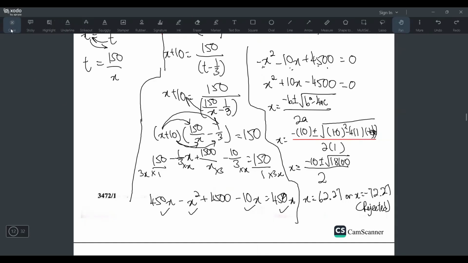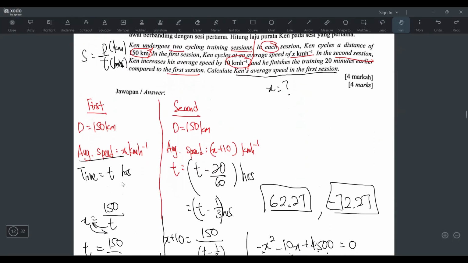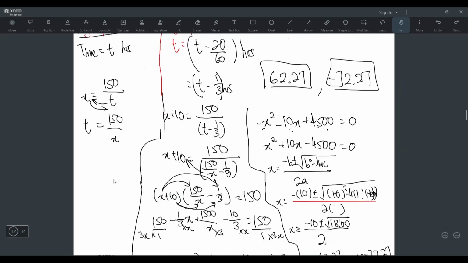The reason why we reject this is because you remember x represents what? Average speed. And you need to know speed cannot be negative. Distance also cannot be negative, time also cannot be negative. Yeah, speed cannot be negative. So that is why we reject.